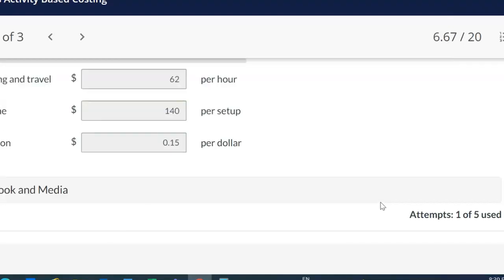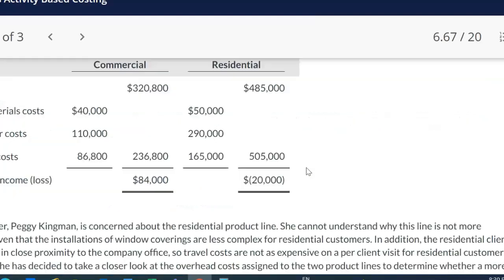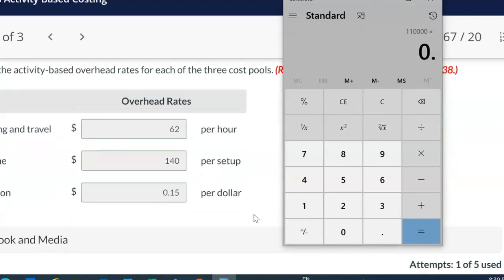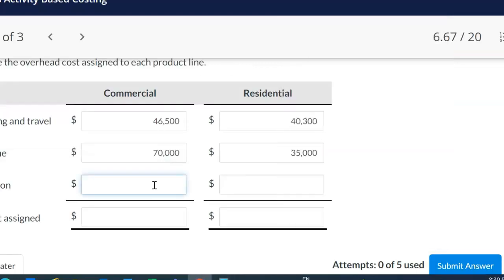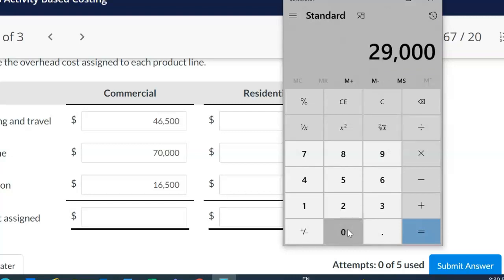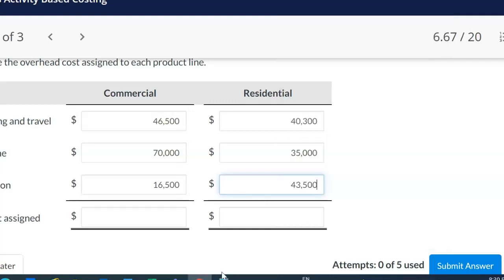Okay, now do the supervision. But we don't have the cost, right? From the direct cost, up. Sure you do. You have 110 direct labor costs for commercial. 110 times 0.15. 16,500. All right, this might work out. And 290 times 0.15. 43. Wow, that's a lot. All right, now add those up.